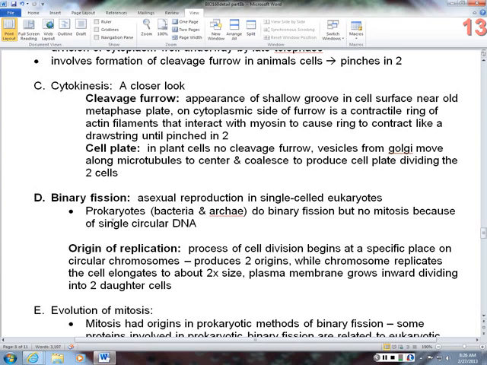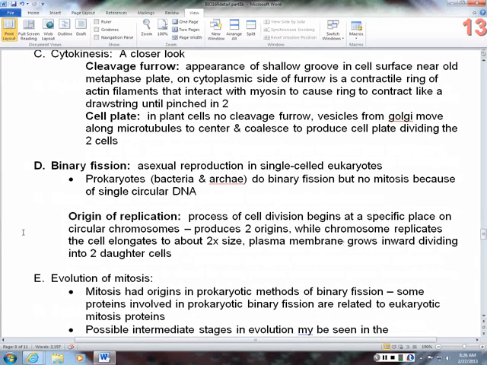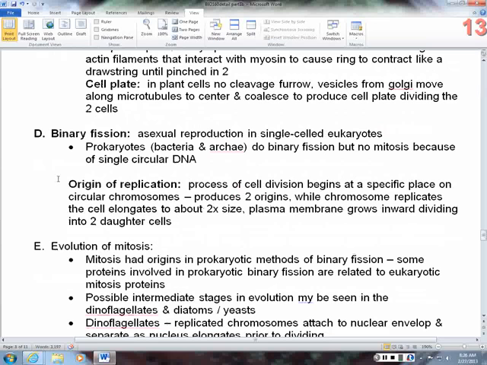So that's what most of our cells are going to do, but there are cells that do different types of replication. Binary fission is one of them, and it goes on in a lot of single-celled organisms. It's asexual reproduction. Bacteria do this a lot. They just split. There's no mitosis because they don't have the chromosomes.